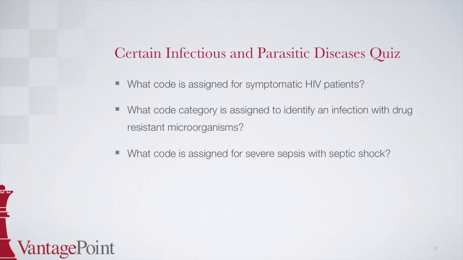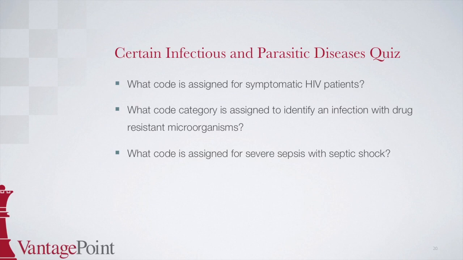Now let's go over the examples. The answer to our first question is B20. You can find this code by going to HIV in the alphabetic index. The answer to the second question is category Z16, which can be found by going to the term resistance in the alphabetic index, and then indented underneath is the word organism, then the word to, then drug. You would then look for the specific drug the organism is resistant to. Remember, it is important to code that for public health purposes.